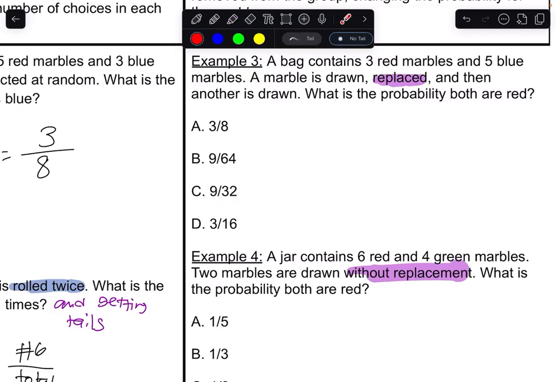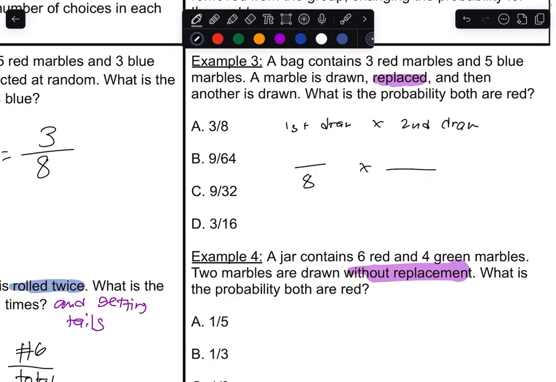In this scenario, you've got 3 red marbles, 5 blue marbles, very similar here. You draw a marble, replace, and then draw another one. That means if you place yourself in that scenario, you have a bag of marbles before you. You draw one of them, and then you put it back in the bag. On the second draw, the number of marbles in the bag has not changed. They are still, in this case, 8. So we're still looking at 2 events, the first draw and the second draw, and we still are going to multiply them together. On the first draw, you have 8 marbles.